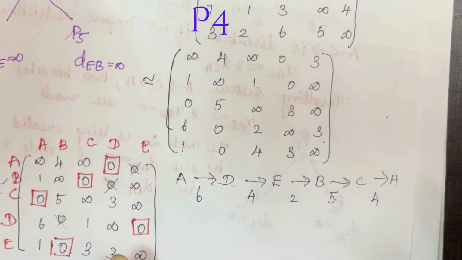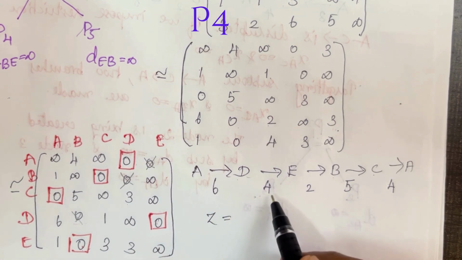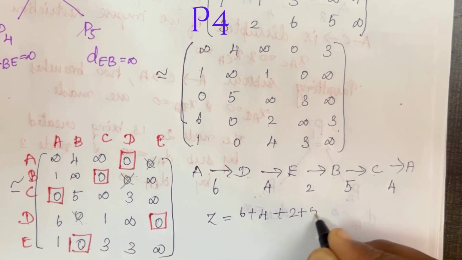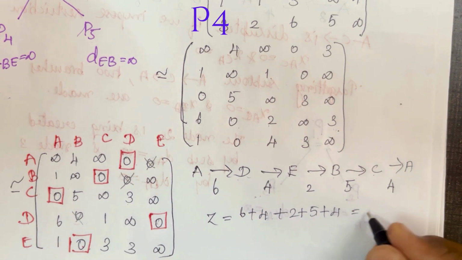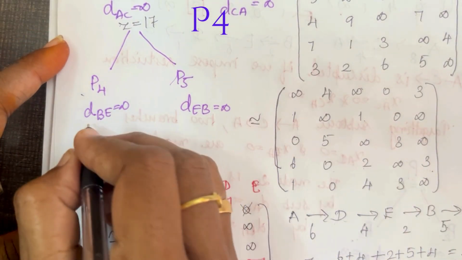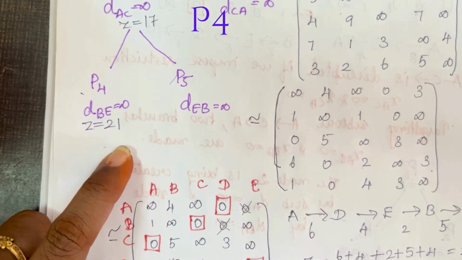Now we need to add it. So Z value equals 6 plus 4 plus 2 plus 5 plus 4, and if you add it up here, 10, 17, 21. So this problem 4 has the Z value as Z equals 21. So this is the upper bound I give.